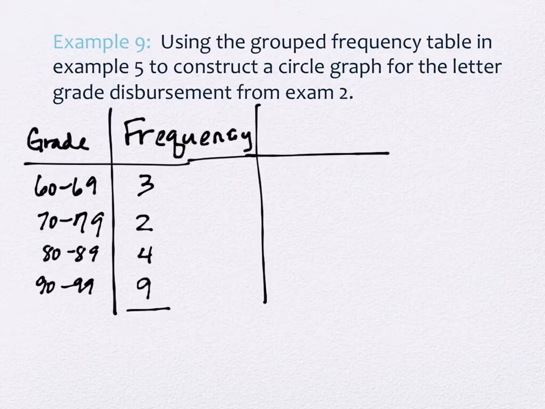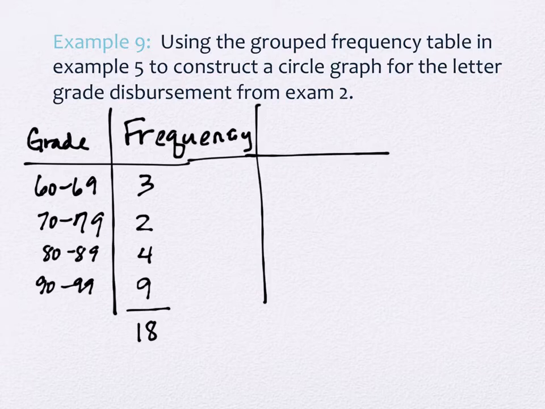How many total test scores are there in this data set? No, like individual tests. 18. If you count the total frequency, it's 18. Is everybody good with that? There were 18 individual data points that we compiled into this data set, condensed form.